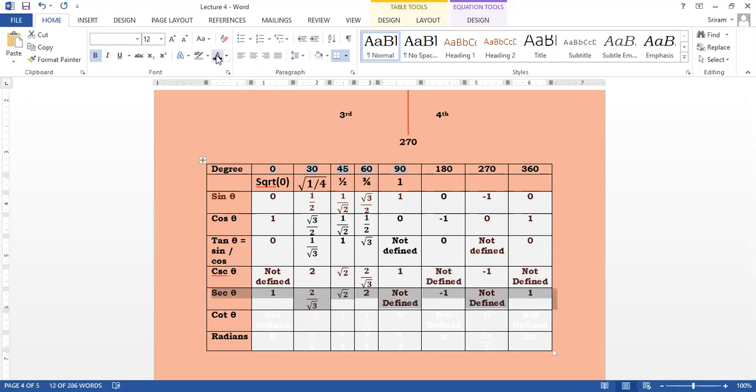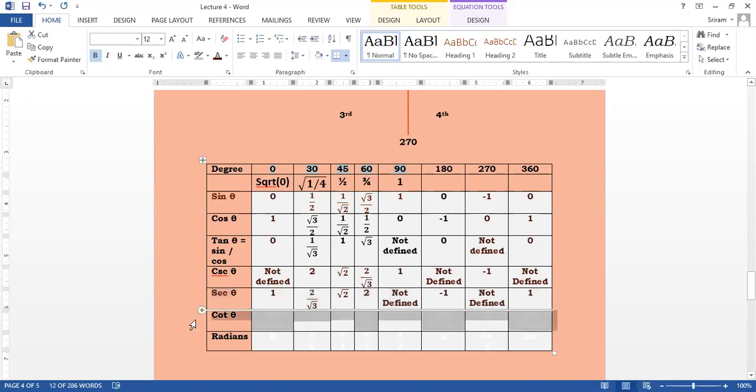In the same idea, we are going to take the reciprocal of cos theta. When we take the reciprocal of cos theta, this will become secant theta. So cos 0 is 1, so secant 0 will be 1. Root 3 by 2 will become 2 by root 3. 1 by root 2 will become root 2. 1 by 2 will become 2. 1 by 0 is not defined. This is minus 1, not defined, and 1.